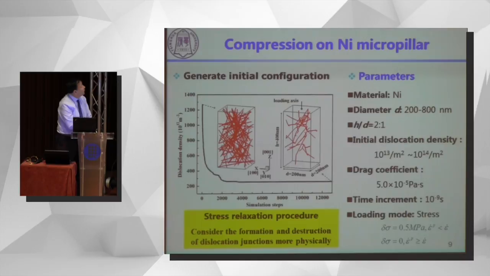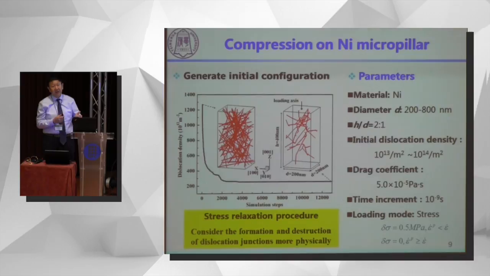For the generous initiation configuration, we can put all of the different densities in the pillars, and then we have a stress relaxation process. During the compression, most dislocation density will be reduced. The reason is dislocations will escape from free boundaries. When the dislocation density is reduced, the stress-strain curve will increase. If all dislocations disappeared in the pillars, the plastic goes back to the elastic. The pillar goes back to a perfect crystal because there are no dislocations.